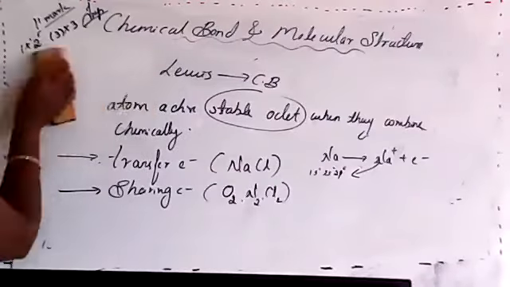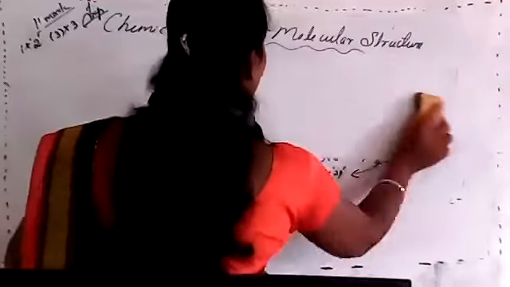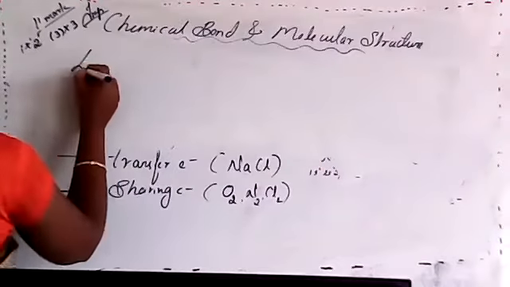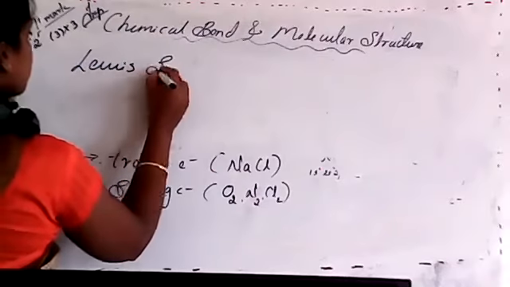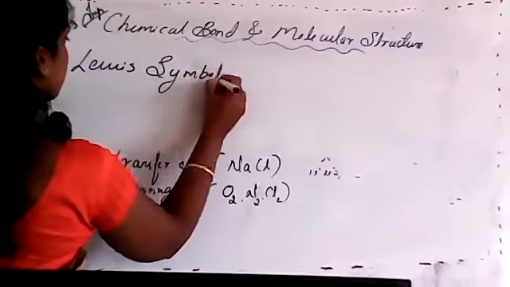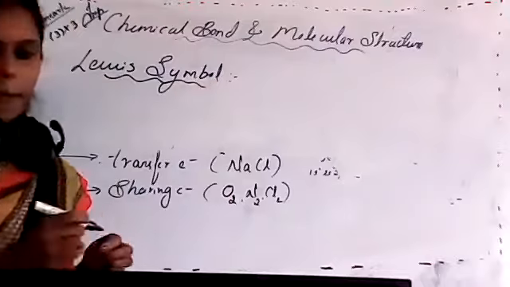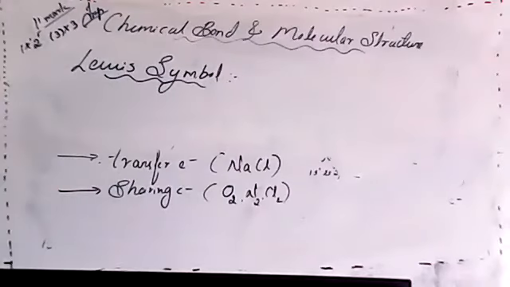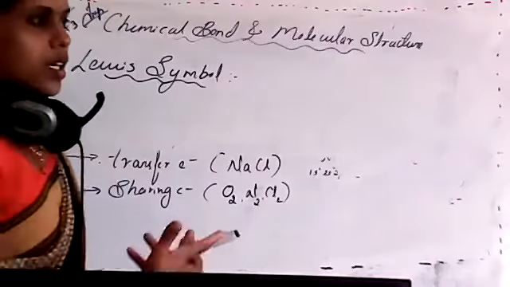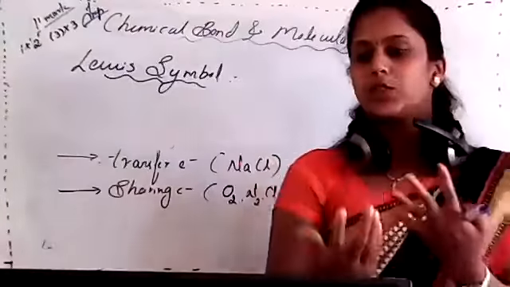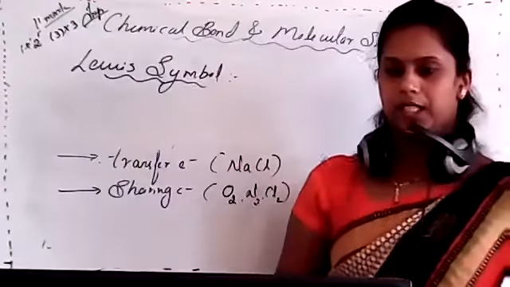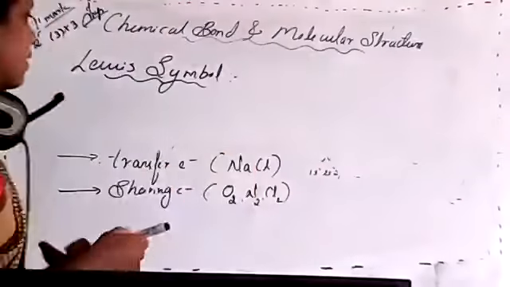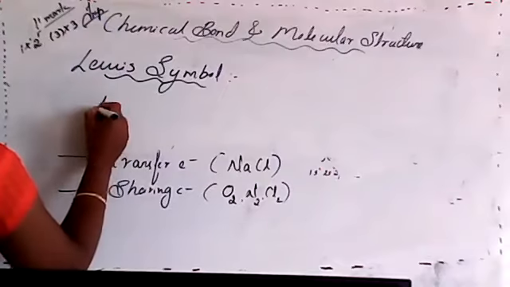Now, next is the Lewis dot structure, or Lewis symbol. Important. You may get one question from this. A Lewis symbol is a representation of valence electrons around the symbol of the element. If I consider lithium.